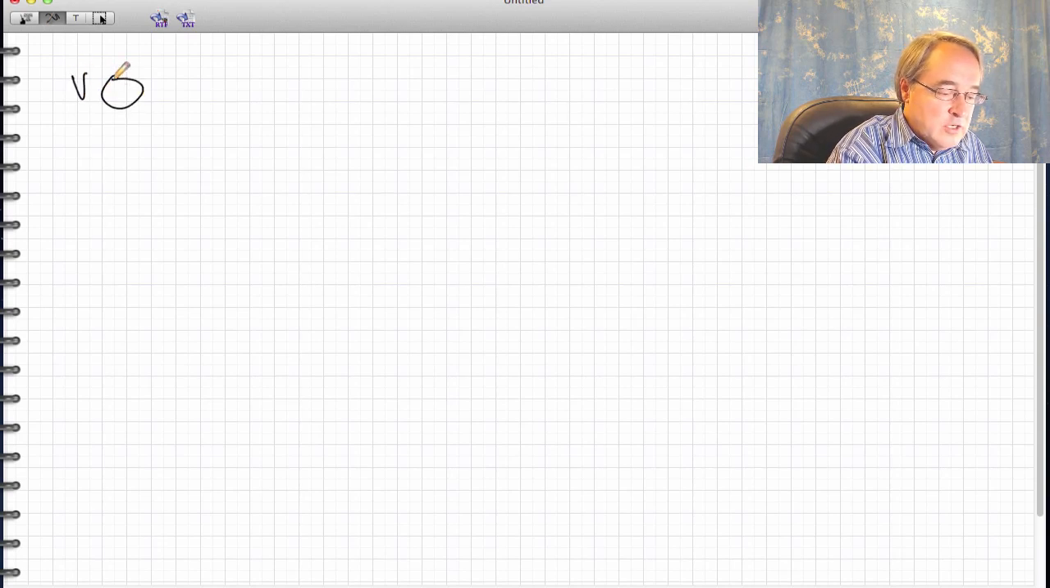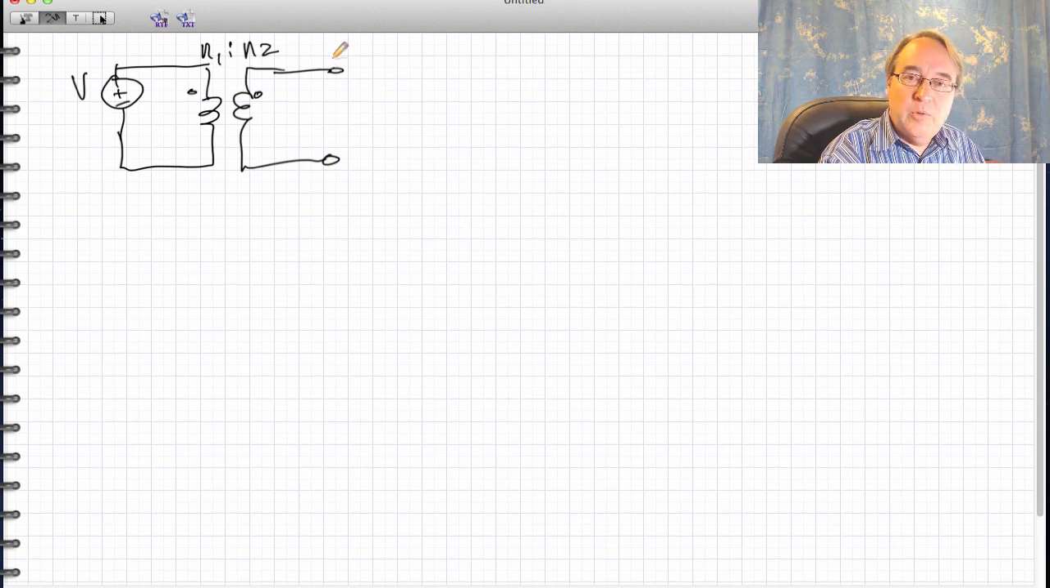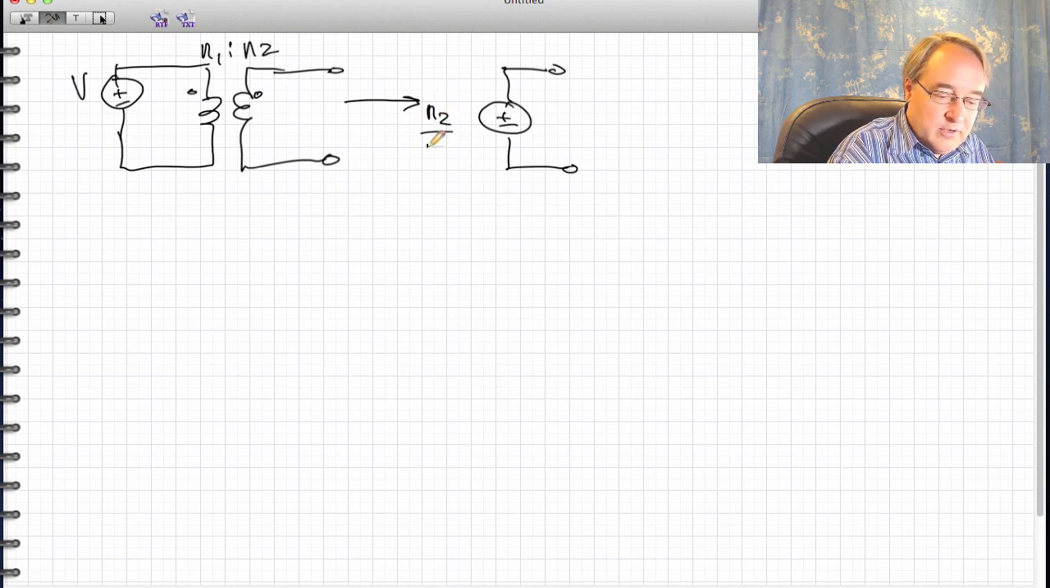If we have a voltage and we push it through a transformer that has a turns ratio of N1 to N2, then as seen between the secondary terminals of the transformer, effectively we have a voltage source whose value is multiplied by the turns ratio. So we get N2 over N1 times V as the effective voltage source seen from the secondary terminals.